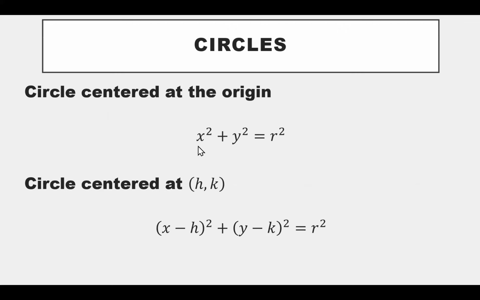So, for instance, if we have a circle centered at the origin, we've seen that the equation for that in standard form is x squared plus y squared equals r squared. If I want to center that at the point h comma k, I just replace the x with an x minus h, replace the y with a y minus k, and I'm all set. So the circle centered at the point h comma k with radius r is the quantity x minus h squared plus the quantity y minus k squared is equal to r squared.